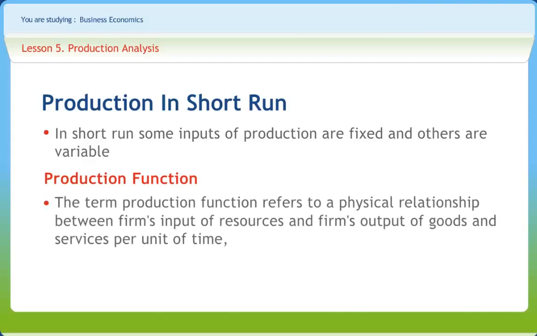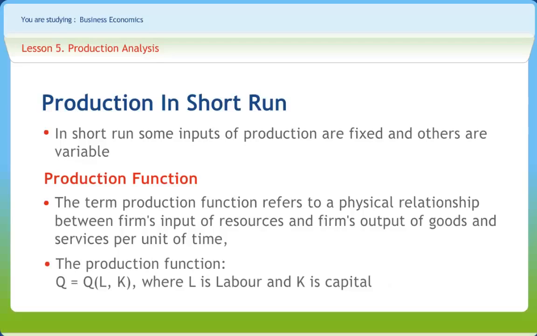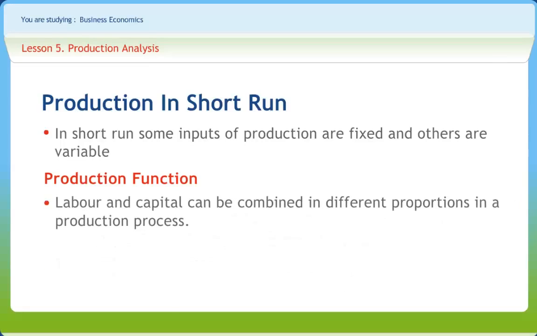The term production function refers to a physical relationship between the firm's input of resources and the firm's output of goods and services per unit of time, leaving prices aside. Firm's inputs can be classified as capital, labor, and land. Labor and capital can be combined in different proportions in a production process.